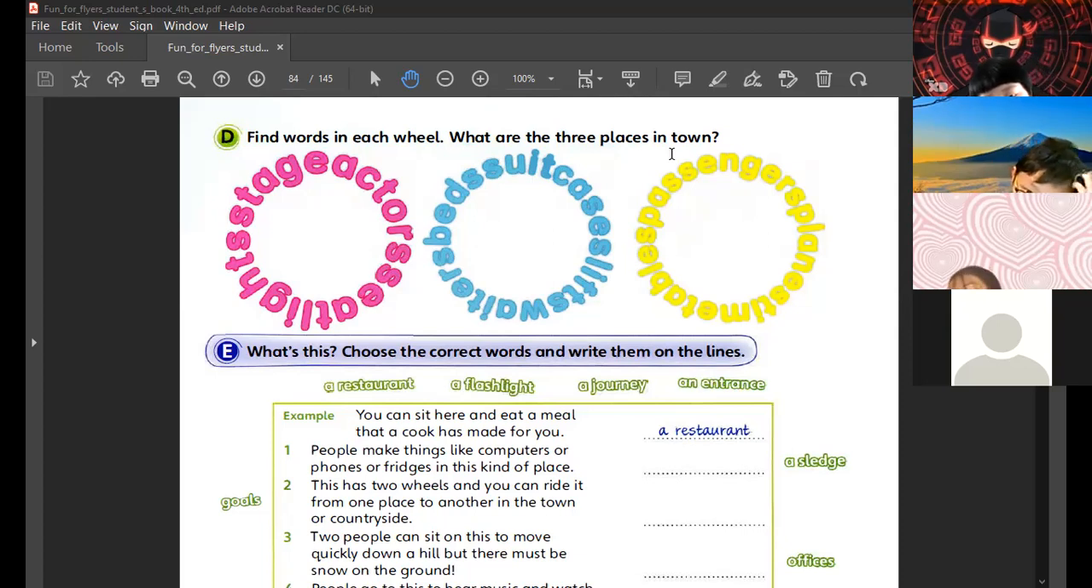Maybe the words are nurse, doctor, bones, and people. What is the place? Hospital. Okay, so find the words, look for the words, and then think about the place they talk about.